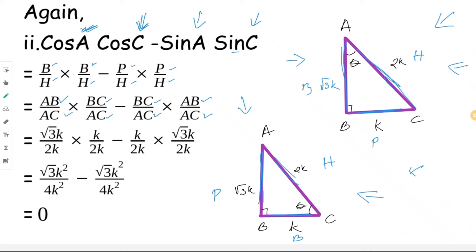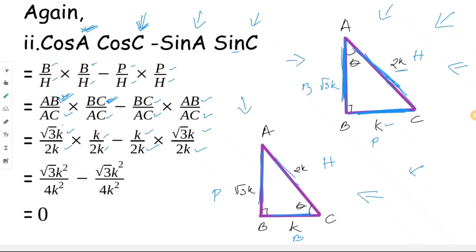Once you're done writing down the sides, you can use either of the two triangles to put in the values. What is the value of AB? AB is root 3k, so I've written root 3k. AC is 2k. Then next, BC is k, and AC is 2k. Next again, BC is k, so I've written k. AC is 2k. And then AB is once again root 3k. Then AC is 2k. Once you're done with that, let's multiply.